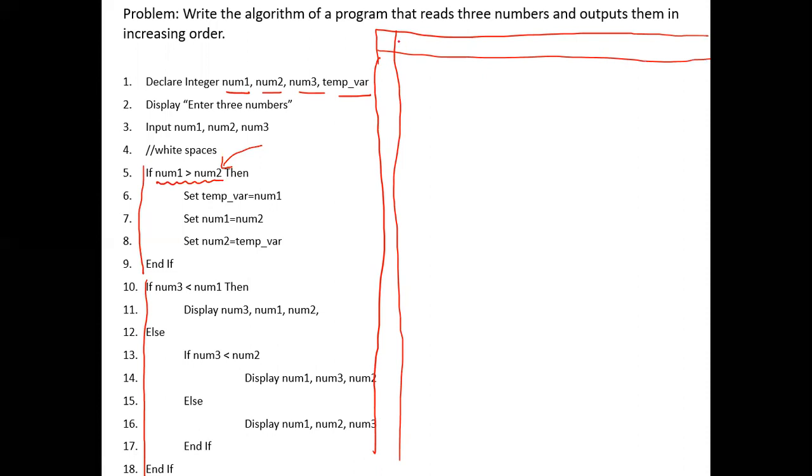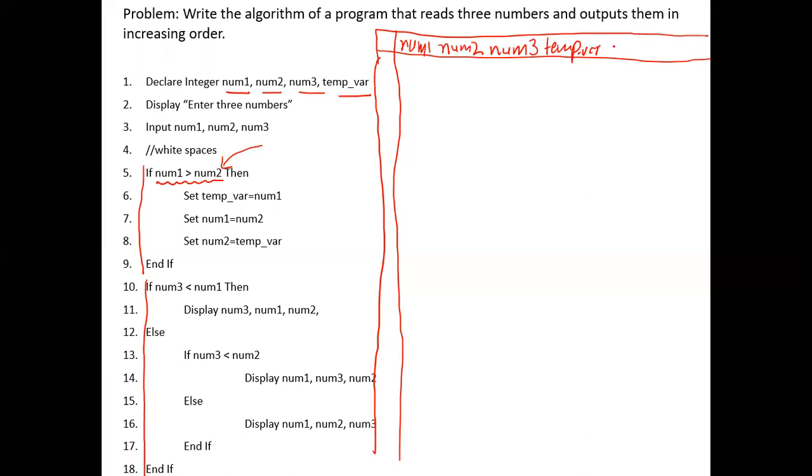And then the rest of the columns: there should be one column for each variable that we have in our code. So for example, for num1, we will have one column. We will have another column for num2. We will have a column for num3. We will have a column for this variable temp underscore var.